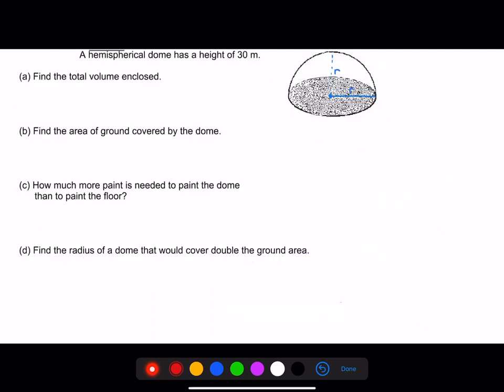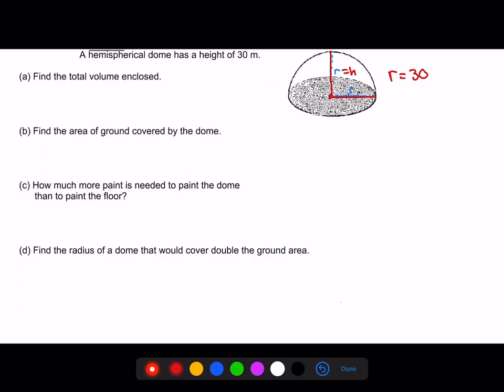All right, our final problem of the day. A hemispherical dome has a height of 30 meters. So we just talked about this with the height. Our height is 30 meters. So if we look at this, in this case, we have a radius here, and our radius is the same exact thing as the height. So our height is equal to our radius. And that means that our radius is equal to 30.